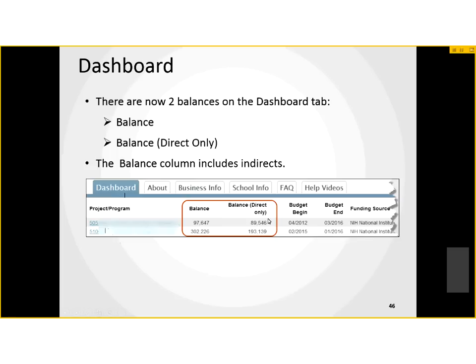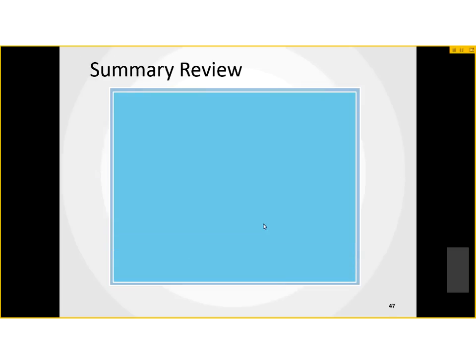So if someone is looking at their project, they can see that balance and then the balance less indirects, which would be that balance direct only. So it's better information for your PIs, which I know is something that you folks who live in the world of contracts and grants, that's really, really important to you.